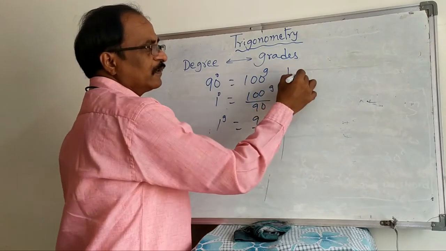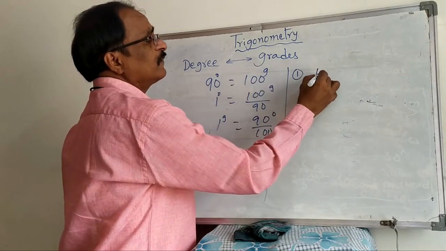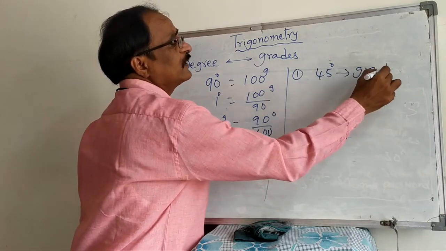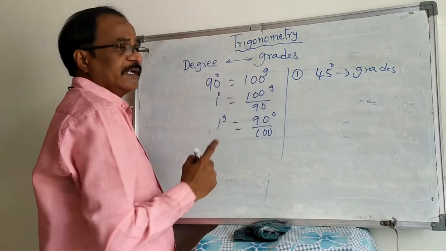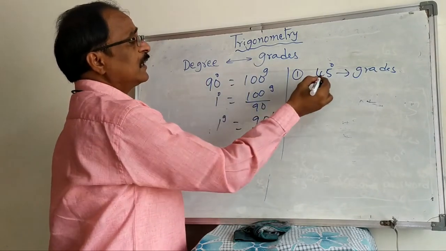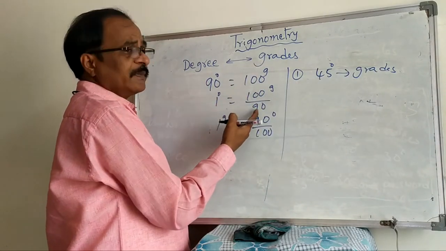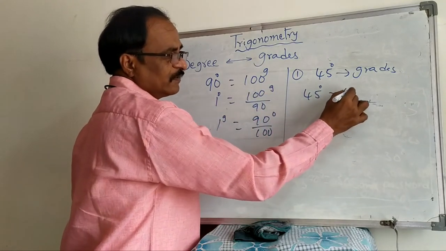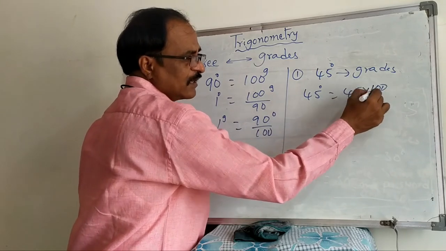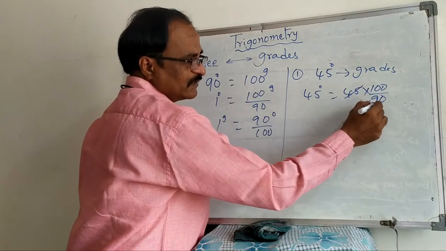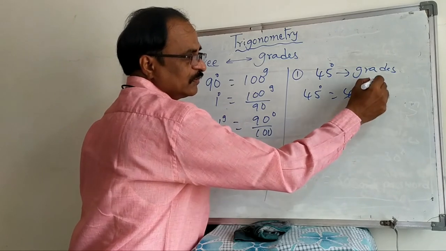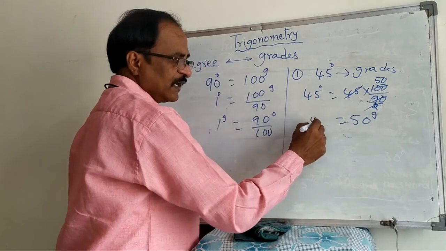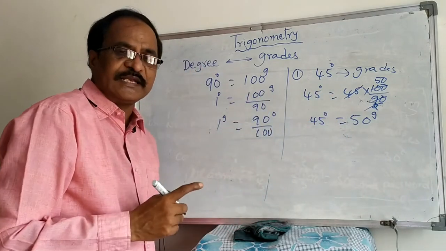For example, suppose we have to convert 45 degrees into grades. How to convert this? We know that 1 degree is equal to 100 by 90 grades. So multiply with 100 by 90. So 45 degrees is equal to 45 into 100 by 90. 45 ones are 45, 45 twos are 90, 2 ones are 2, 2 fifties are 100. So that is equal to 50 grades. So 45 degrees is equal to 50 grades.